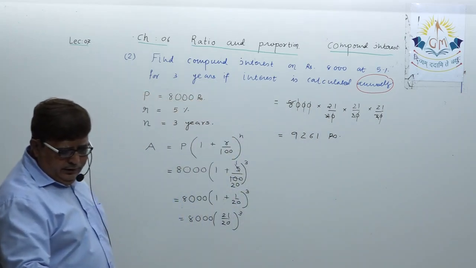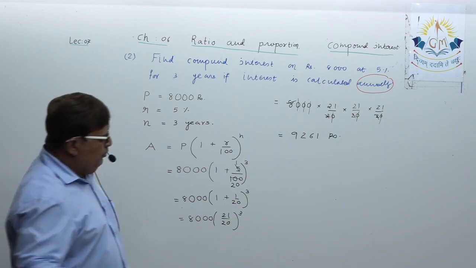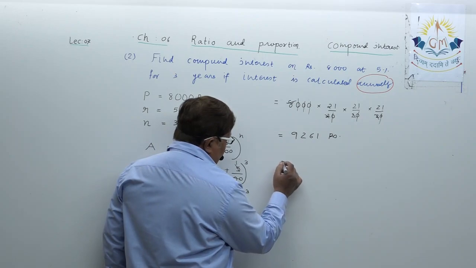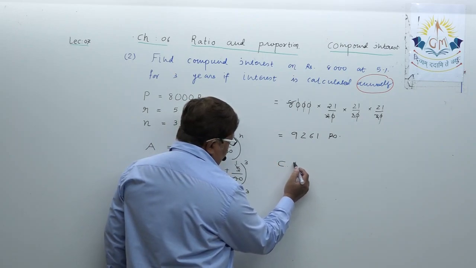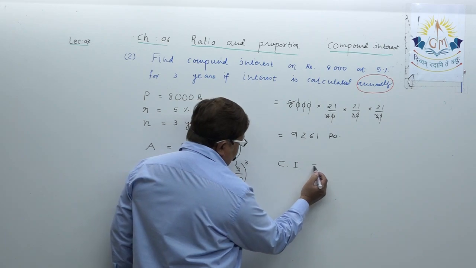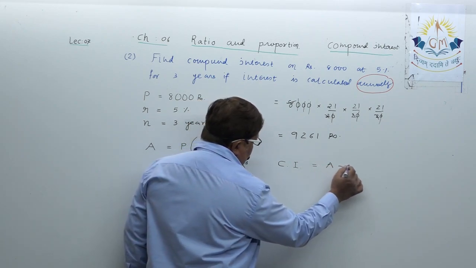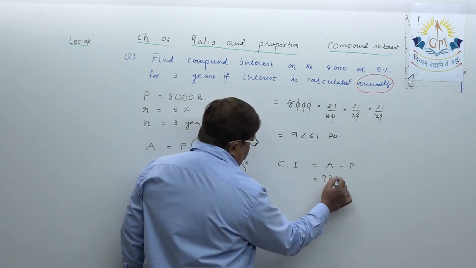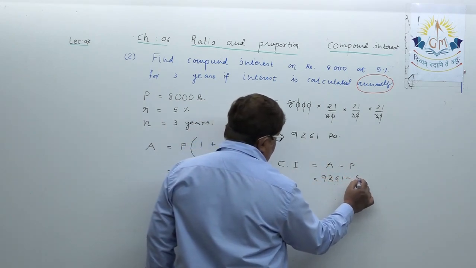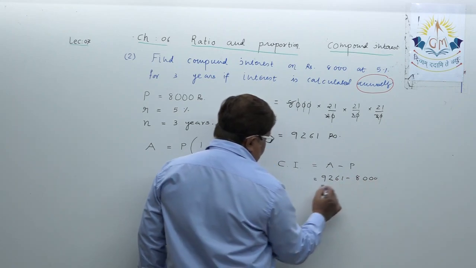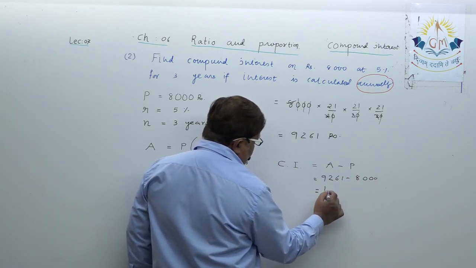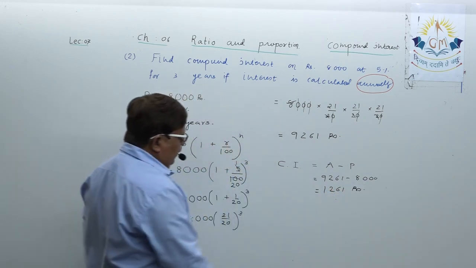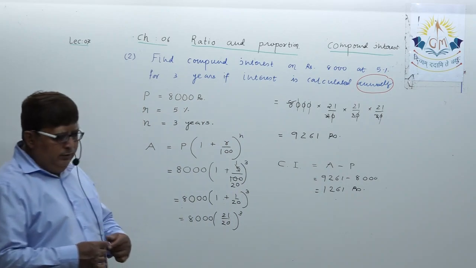And after getting the compounded amount, dear student, let us go for CI. Compound interest, quite simple. A minus P. What is A? 9261. What is P? 8000. So just you subtract, you got 1261 rupees. Yes, compound interest.